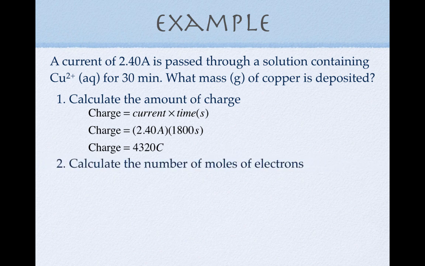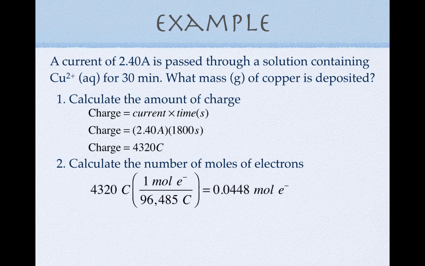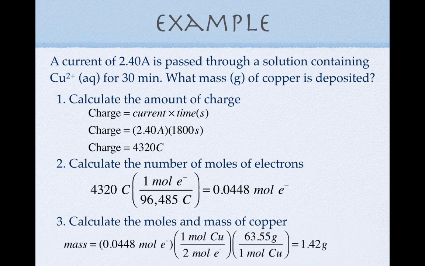From there, we can calculate the number of moles of electrons that are involved in that many coulombs. And so we have 4,320 coulombs times 1 mole of electrons per 96,485 coulombs. And when that works out, we get 0.0448 moles of electrons. We can then take this and calculate the moles of copper, and from that the mass of copper. So the mass is going to be equal to the number of moles of electrons times number of moles of copper per moles of electrons times the grams of copper per moles of copper.